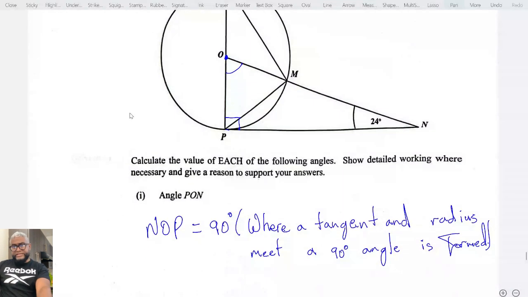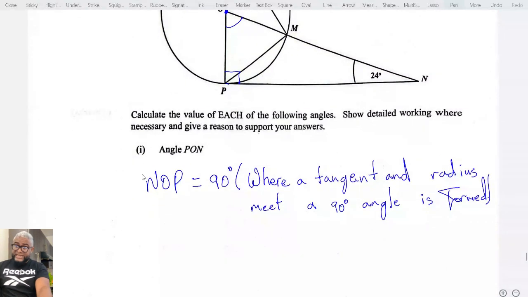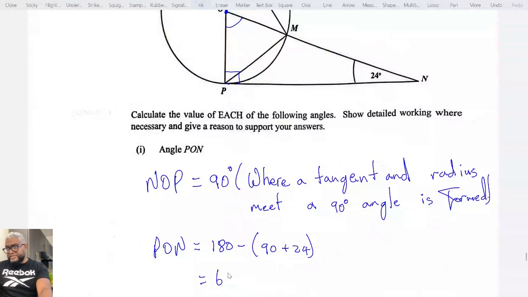Where a tangent and a radius meet, a 90-degree angle is formed. Then to proceed to find what the question asks, PON would be equal to 180 minus 90 plus 24, which will give me 66. Very good. 66 degrees. And what's the reason for this? Angles in a triangle add up to 180.